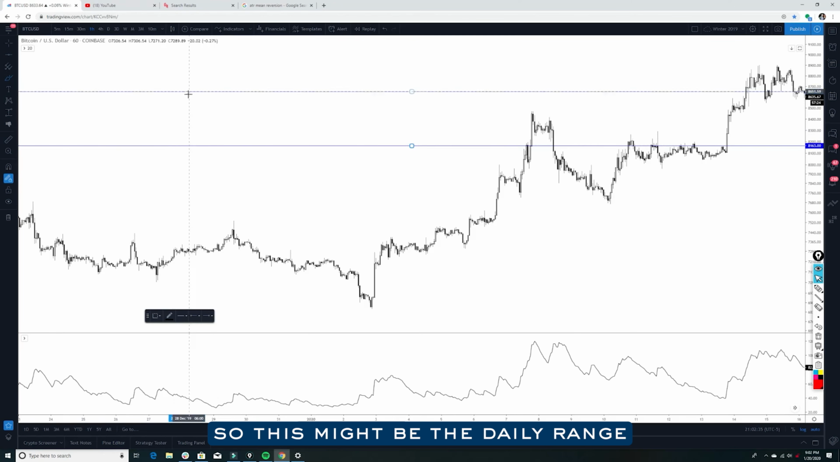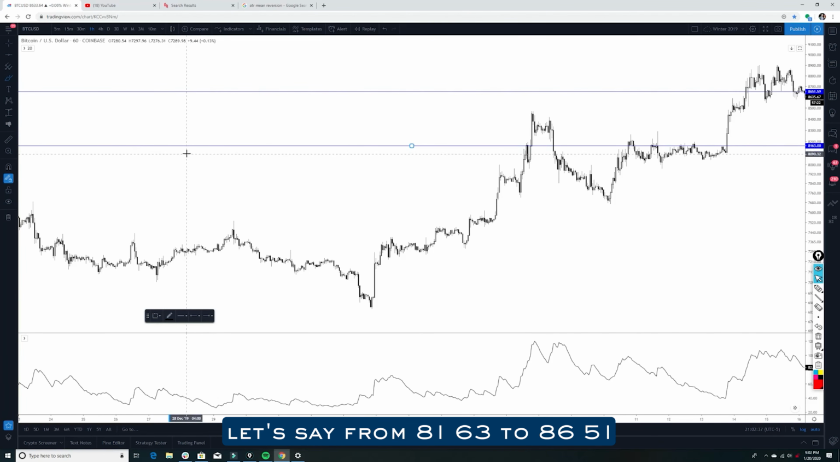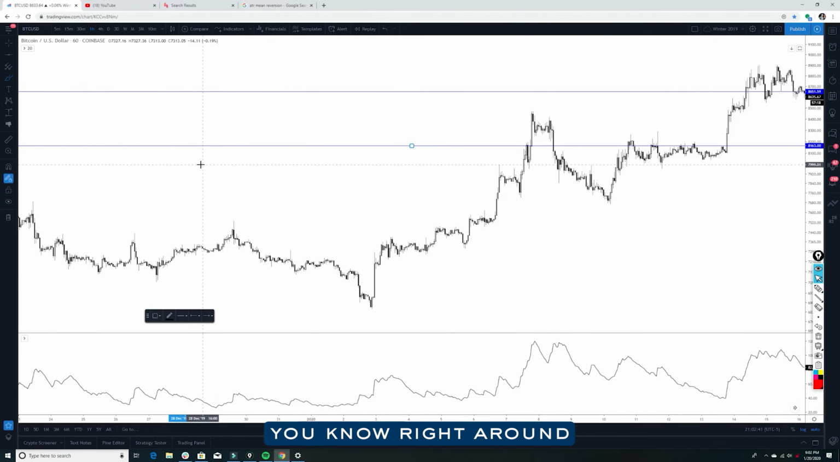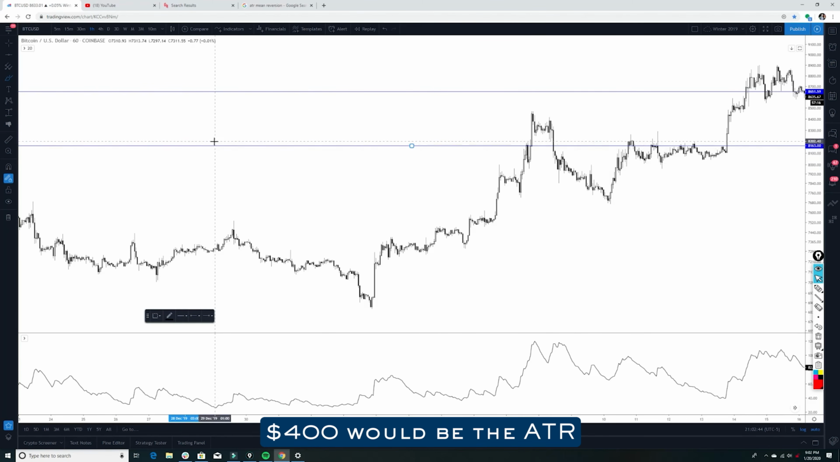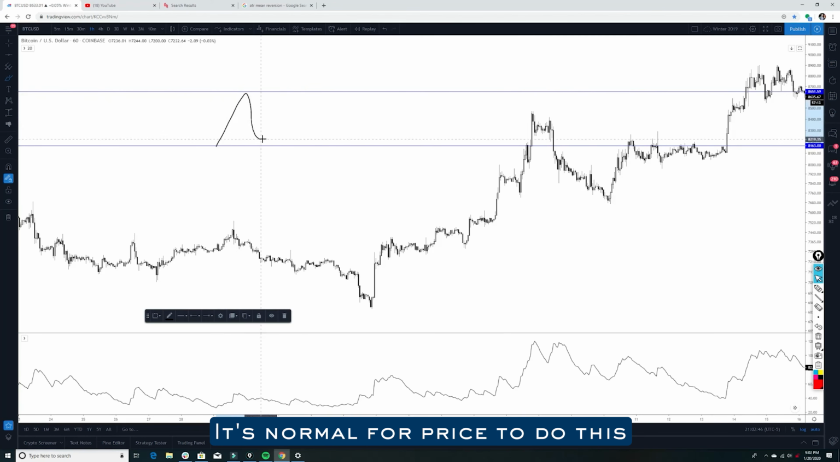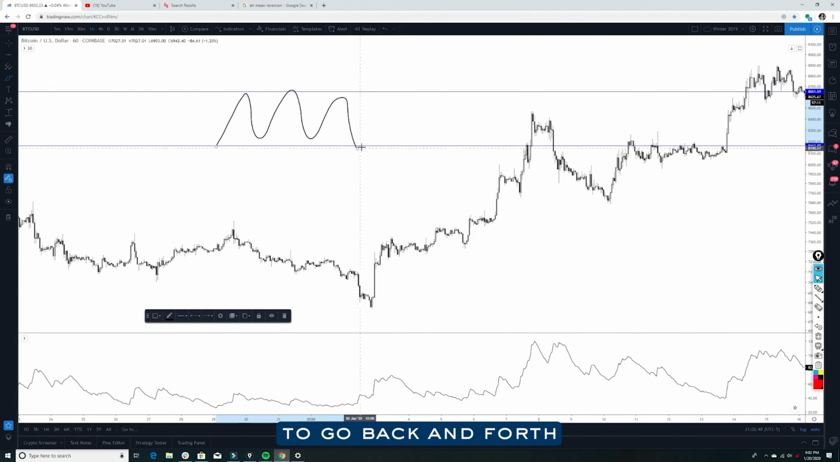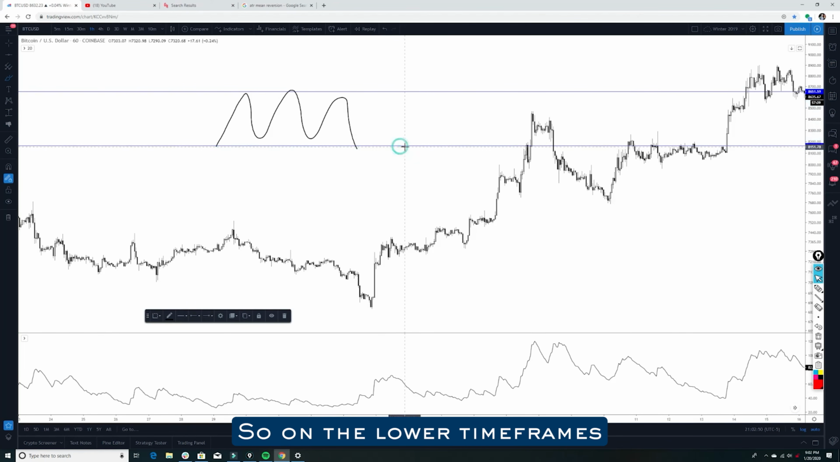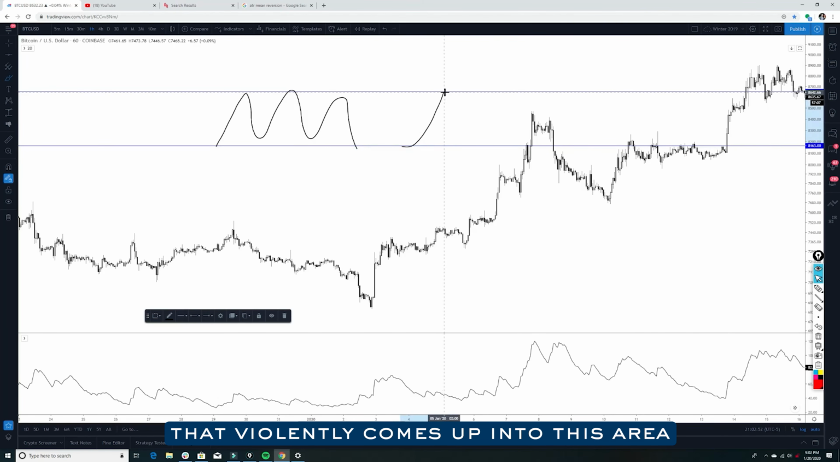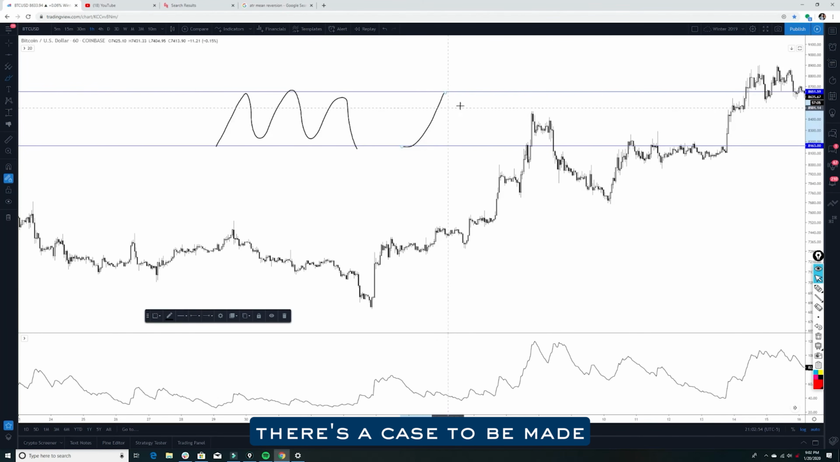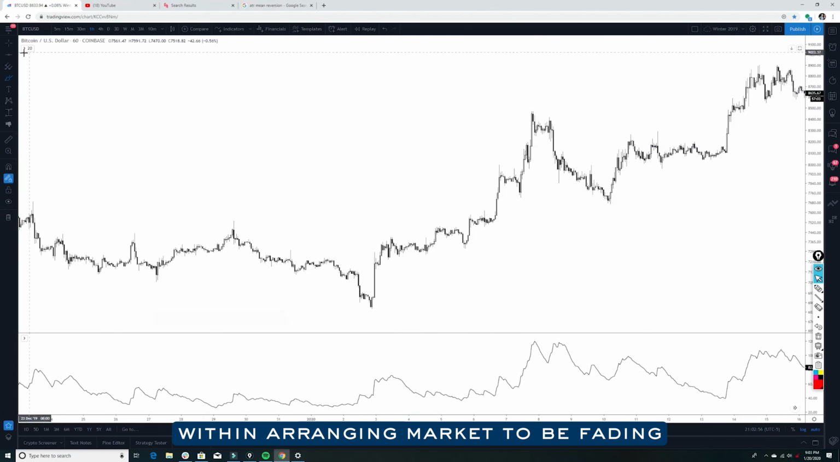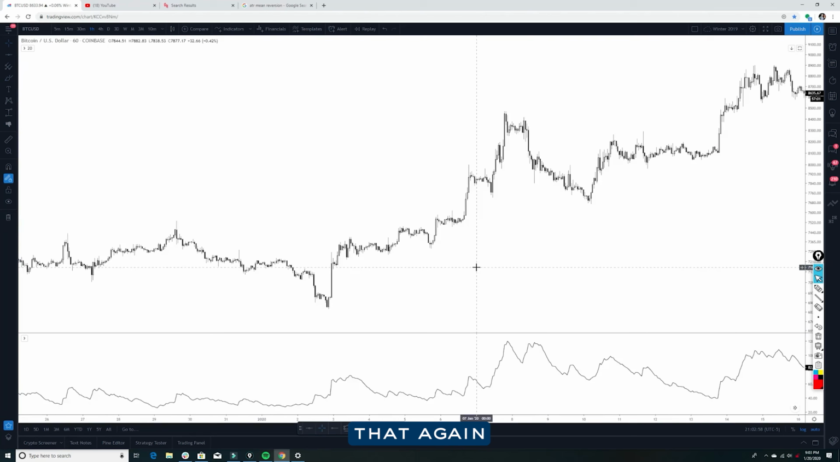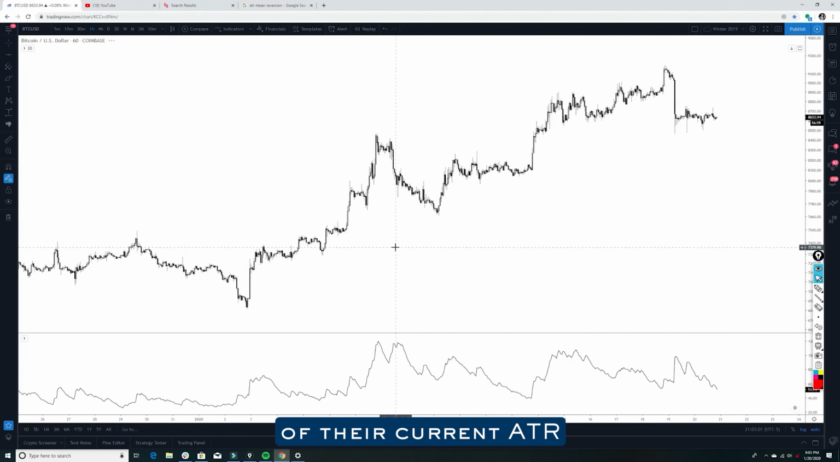So this might be the daily range, let's say from 81.63 to 86.51. So in this case, right around $400 would be the ATR. It's normal for price to do this. It's normal for price to go back and forth. So on the lower time frames, if you get a move that violently comes up into this area, there's a case to be made for, when you're moving within a ranging market, to be fading these moves, that again are measured in terms of multiples of their current ATR.